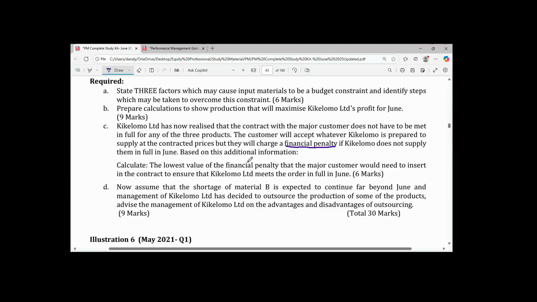D. Now assume that the shortage of material B is expected to continue far beyond June, and management of Kikelomo Limited has decided to outsource the production of some of the products. Advise the management of Kikelomo Limited on the advantages and disadvantages of outsourcing. 30 marks. All right. So that is the question.